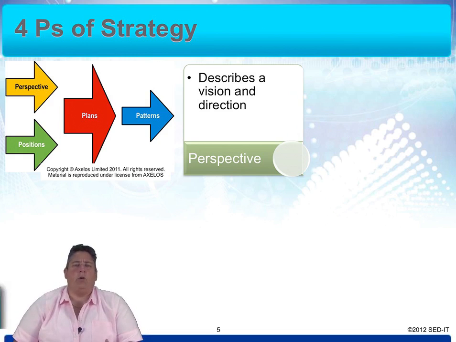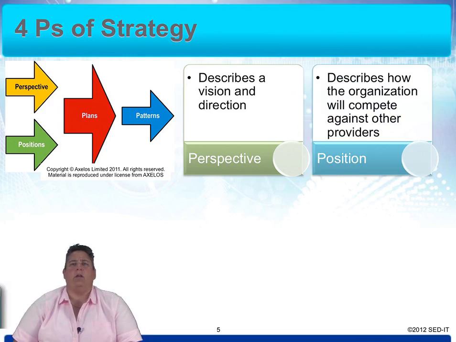The 4 P's are shown in the diagram of perspective, position, plans, and patterns. So let's define each, and then we'll look at some in-depth detail on upcoming slides. First of all, the first P is perspective, and it's going to describe a vision or direction for an organization.